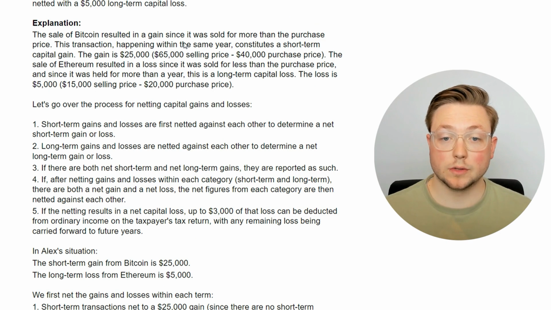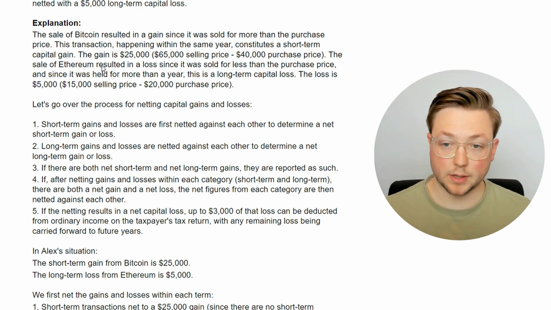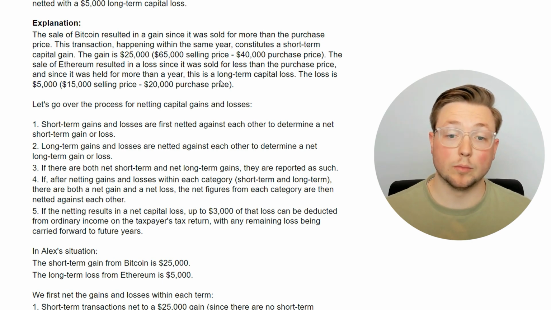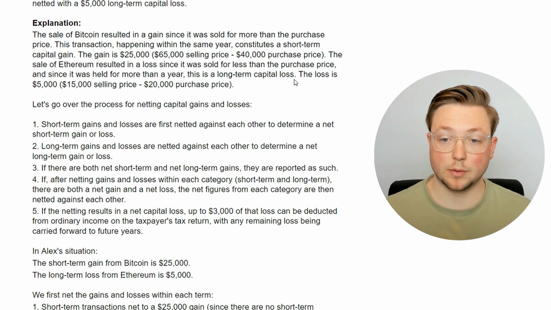The sale of Bitcoin resulted in a gain since it was sold for more than the purchase price. And so, that's the $65,000 selling price less the $40,000 purchase price. So $25,000 gain. And since it was in the same year, it's a short-term capital gain. The sale of Ethereum resulted in a loss since it was sold for less than the purchase price, and since it was held for more than a year, this is a long-term capital loss.